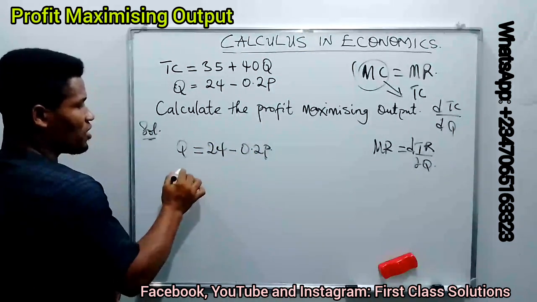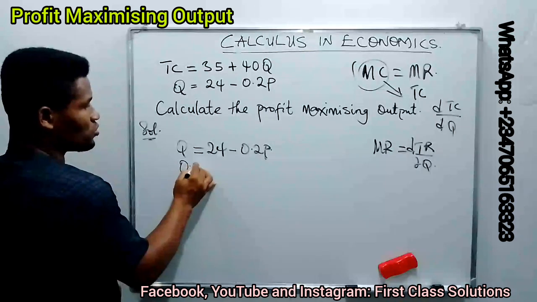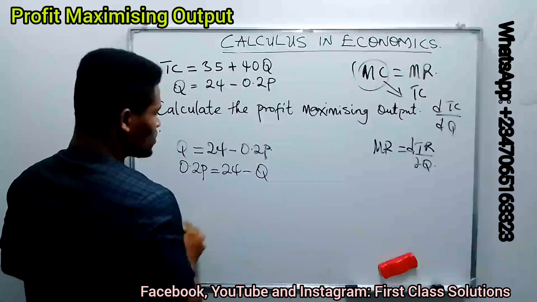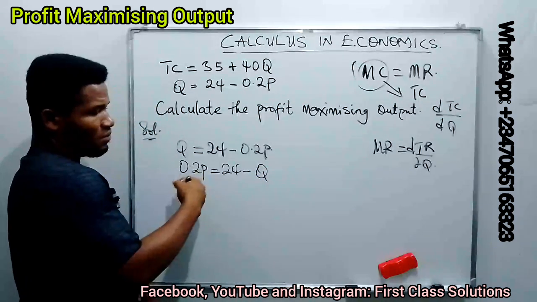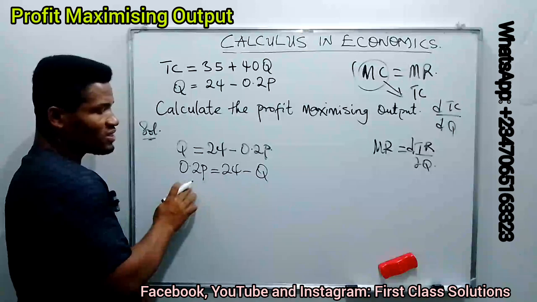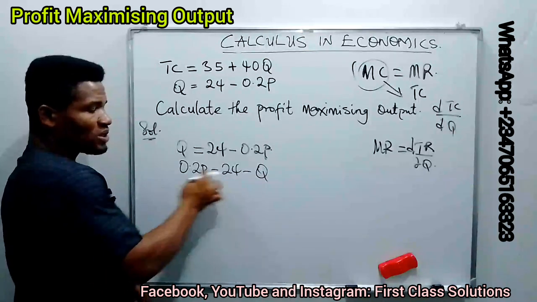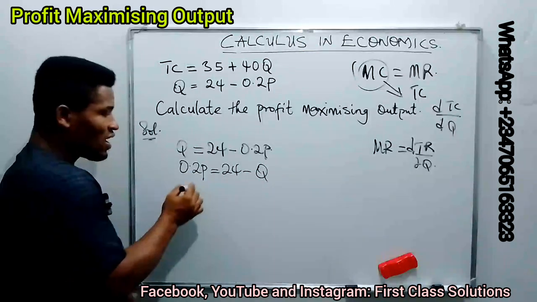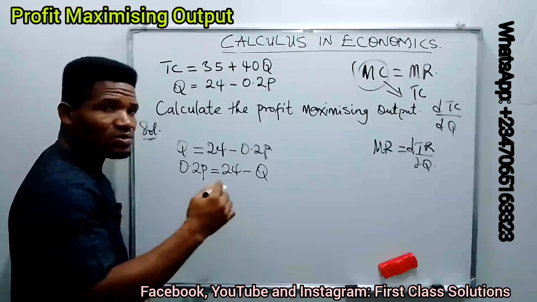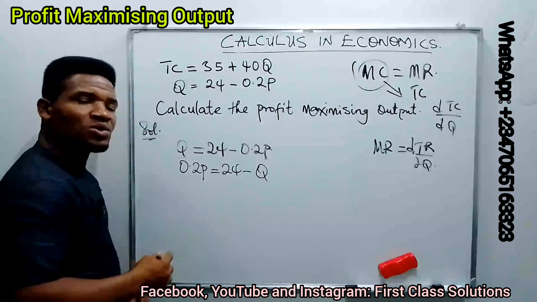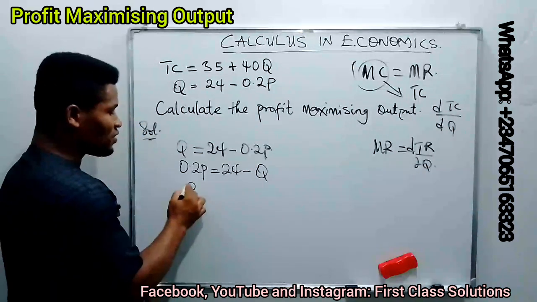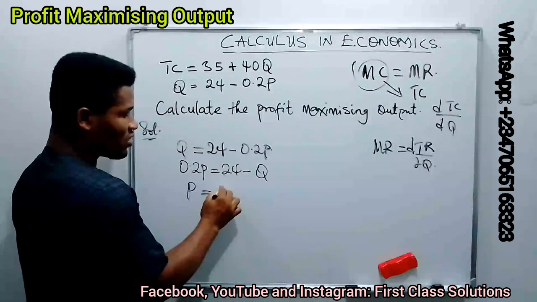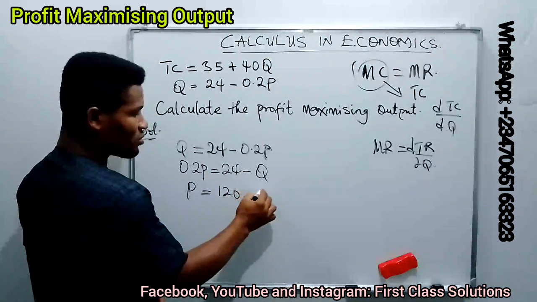It means that here we now have 0.2P equals 24 minus Q. So to have our P alone, we can multiply both sides by 5. If we multiply both sides by 5, we have 0.2 multiplied by 5, which is 1, so we have 1P. We don't need to write 1P. We simply have our P being equal to 24 times 5 as well. We have 120, that is 120 minus 5Q.